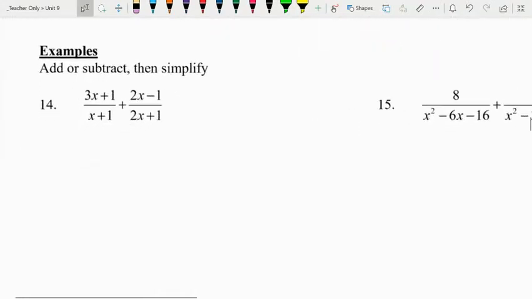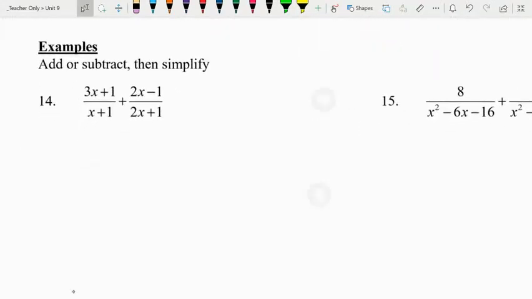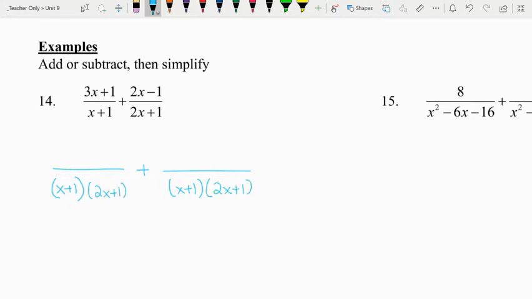So let's look at this one. The first thing you have to do is find a common denominator. I always just write it down here like this so that I know I'm going to have to change both of them, right? Well, I need an x plus 1, because that's one of our denominators. And then I also need a 2x plus 1 because that's the other denominator. It's kind of like this being a 2 and a 3. You would just multiply 2 times 3.